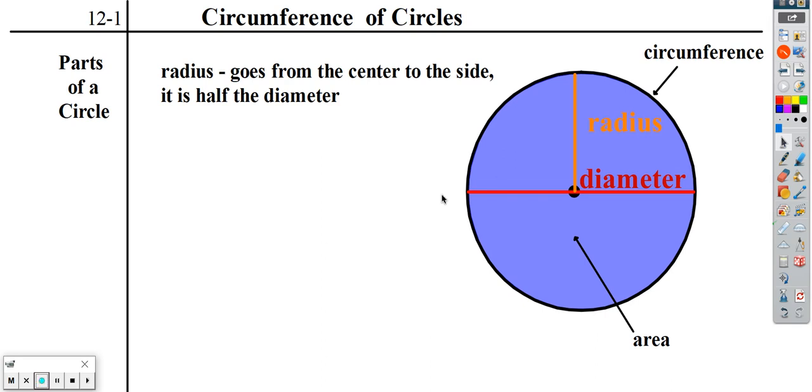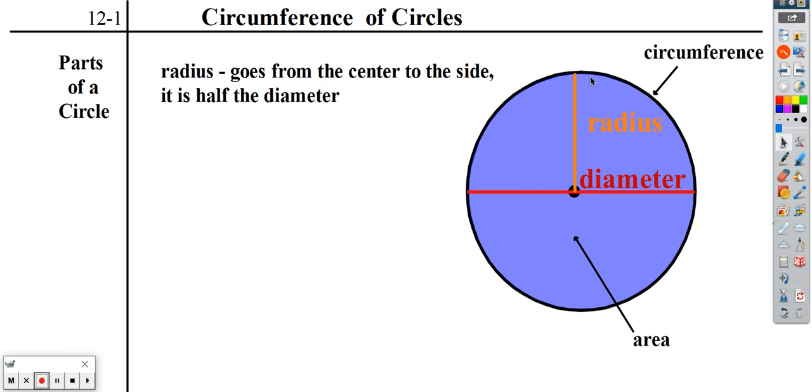This is Mrs. Freeze, and today we're going to start Chapter 12, Lesson 1, Circumference of Circles. If you have not completed the Circle Lab video with Mrs. Peterson, please do that first, because that gives you important information you need to know about circles before you actually learn how to find the circumference and area of circles with the formulas. Today we're going to focus on the circumference of circles, and I want to review the parts of a circle before we move on.